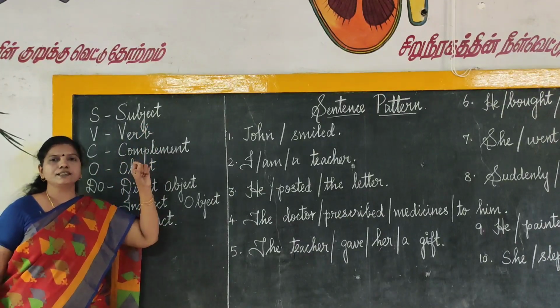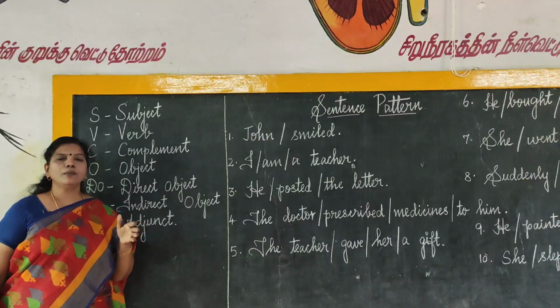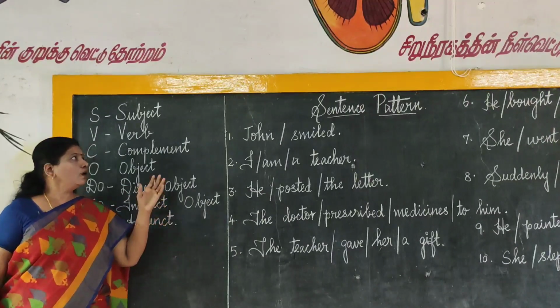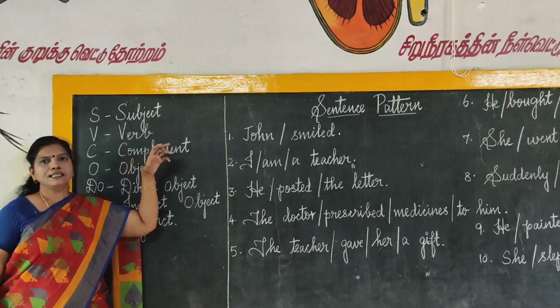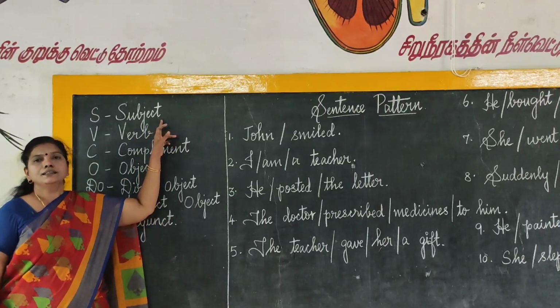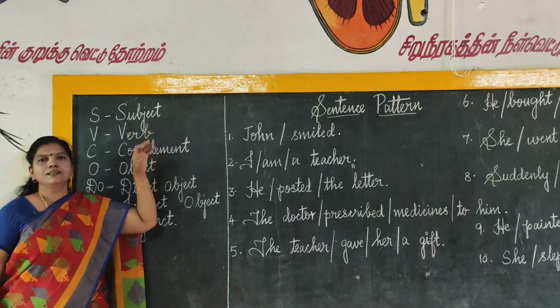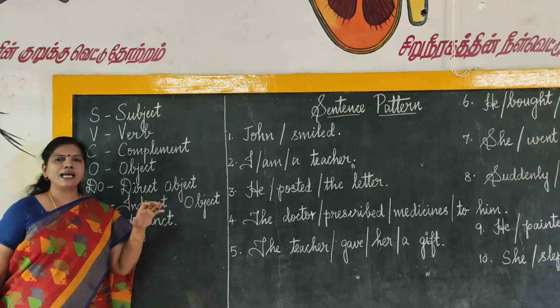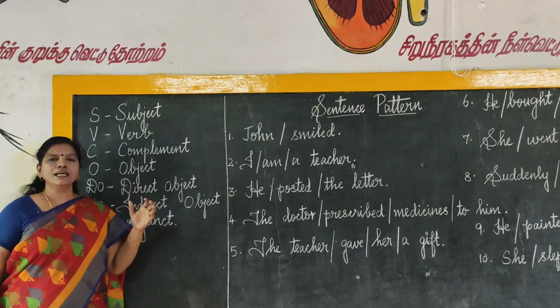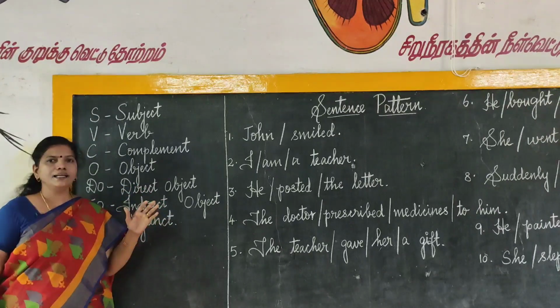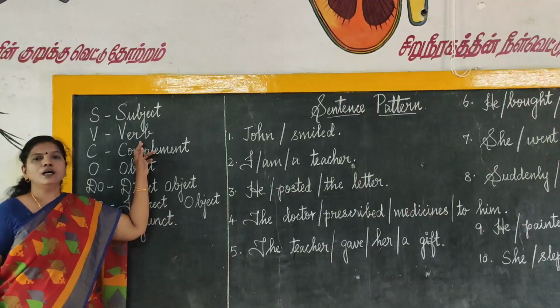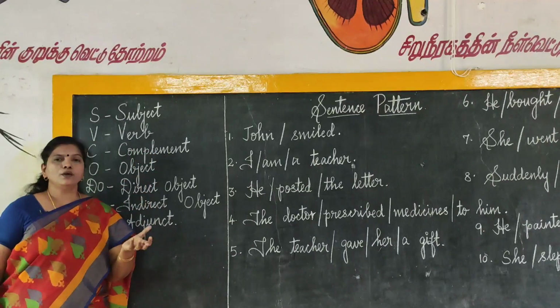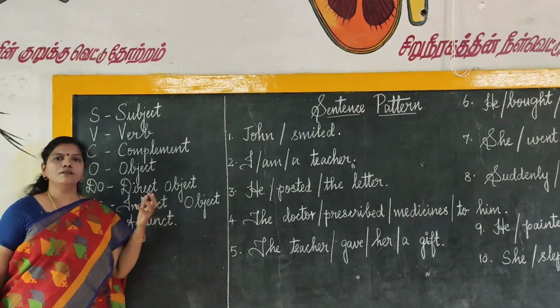Subject. What is a subject? In a sentence, we may talk about a person, a thing, an animal, an idea or anything. So, what we talk about in a sentence is the subject of the sentence. In other words, we can say the doer of an action. Whoever does the action in a sentence becomes the subject of the sentence. Right? Next one is verb. Verb, as you all know, all the action words are called verbs.